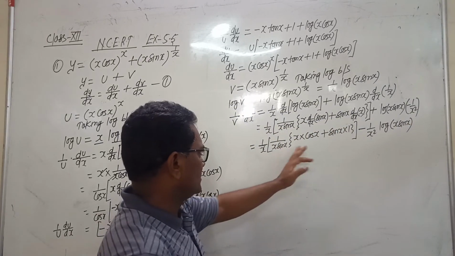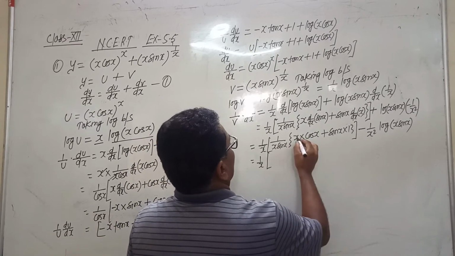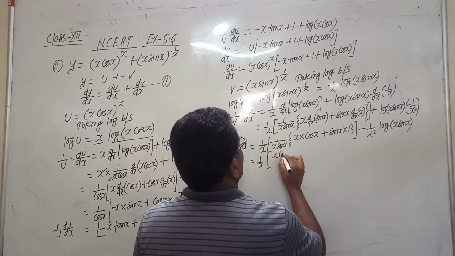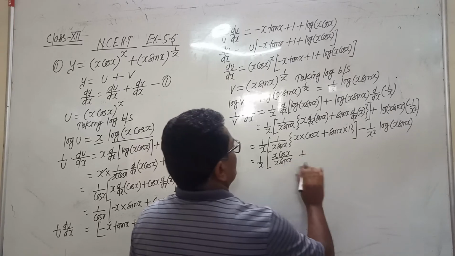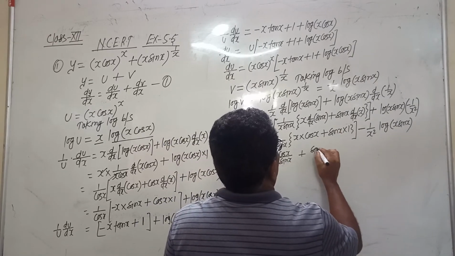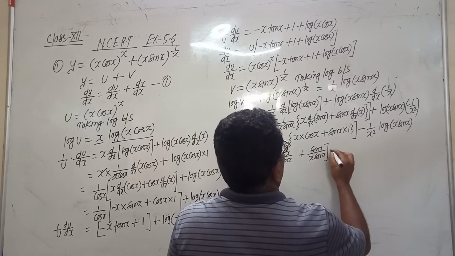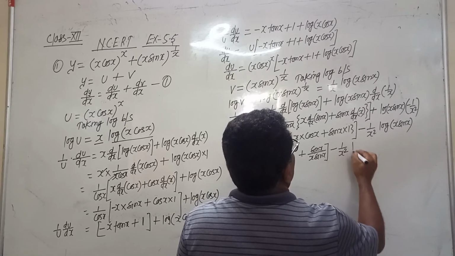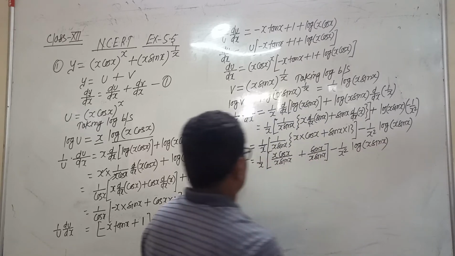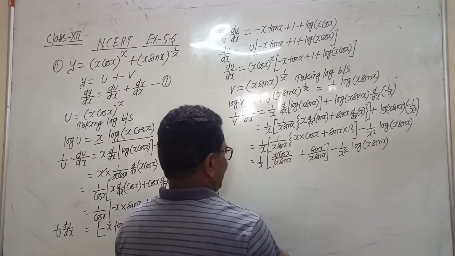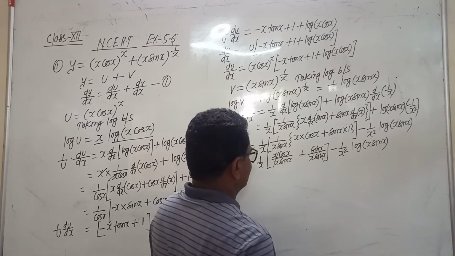Now remove the bracket. So 1 by x, this becomes x cos x upon x sin x, plus sin x upon x into sin x, minus 1 by x square and log x into sin x. So x and x get cancelled, and remove this bracket, sin x and sin x cancelled.